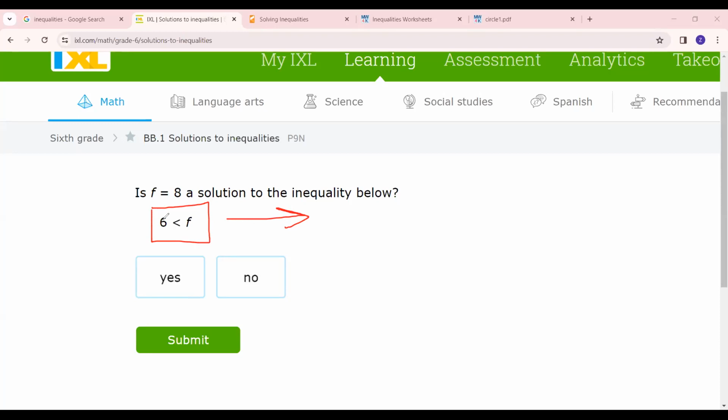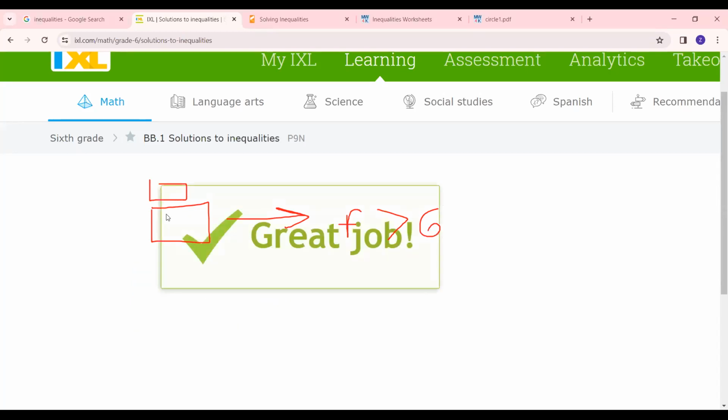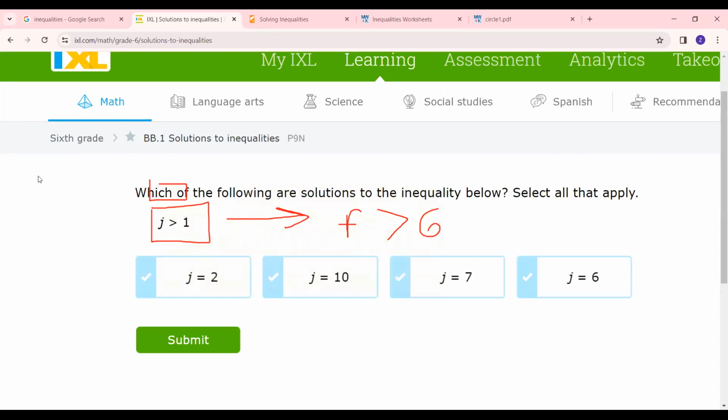No. Here it says 6 is less than f. So if 6 is less than f, what does that mean? F is greater than 6, right? F is greater than 6. So if f is greater than 6, what does it tell us about f equals 8? Is it a solution? Yes, sir. Yes, it indeed is, because f is greater than 6. So yes, it's a solution. Let's move on to the next one.